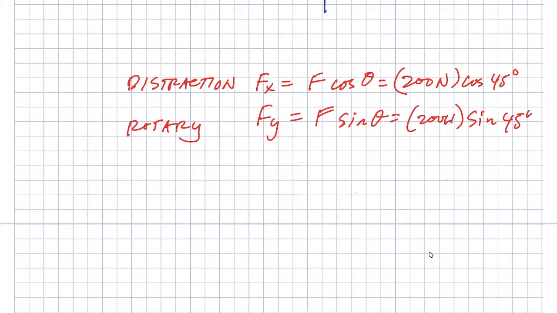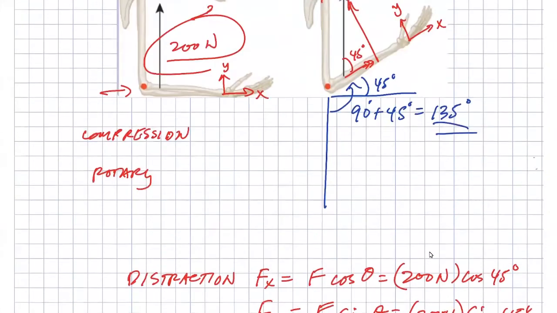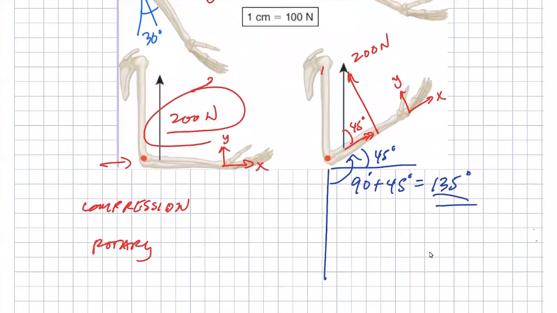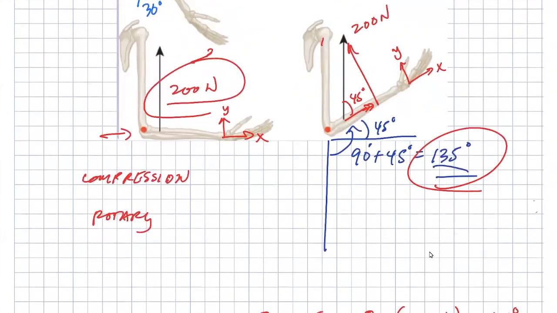Okay, so if you work out the math, you'll know that sine 45 degrees is equal to cosine 45 degrees, so you should get the same value for both the distraction force as well as the rotary force at an angle of 135 degrees of elbow flexion. Cool?